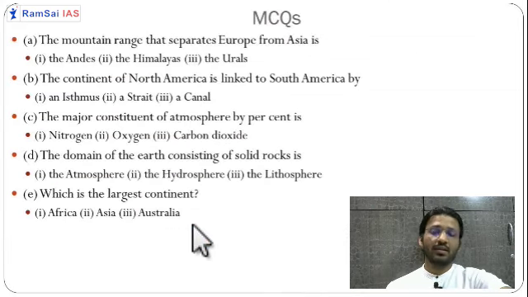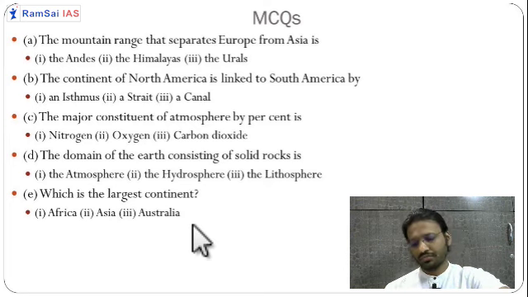Now based on this chapter, there are MCQs, like after every chapter. First, the mountain range that separates Europe from Asia. We have seen this. The continent of North America is linked to South America by which isthmus? That also we have seen. Panama Isthmus. The major constituent of the atmosphere by percent. Okay, the major gas in the atmosphere, that also we have seen.